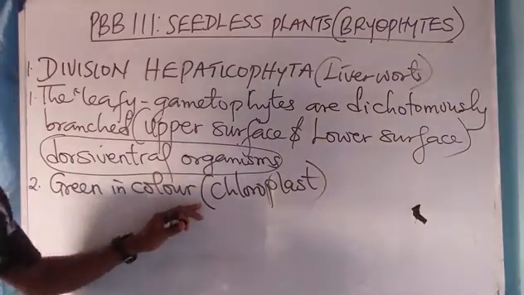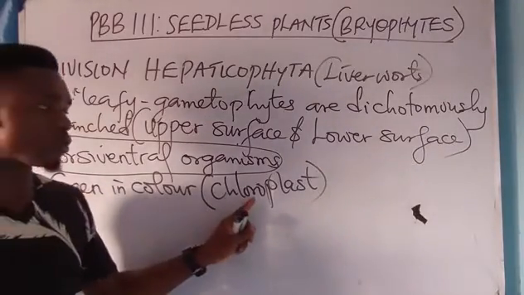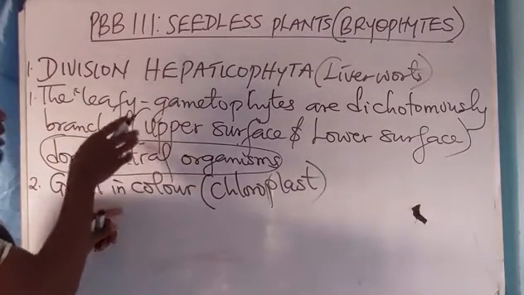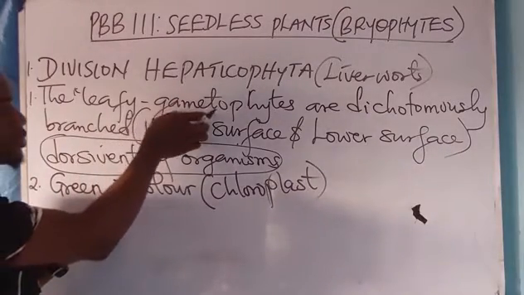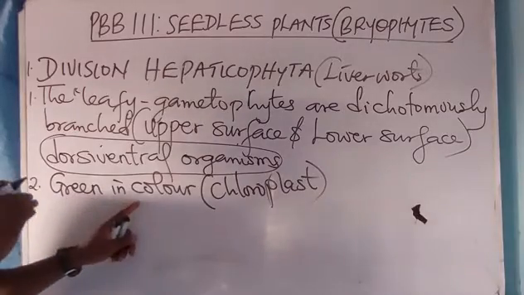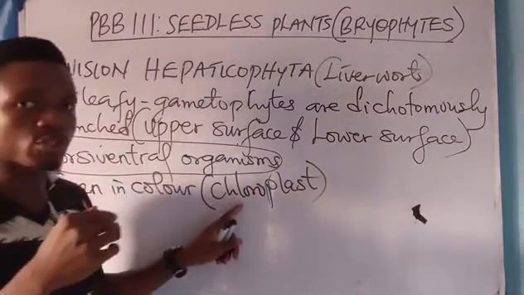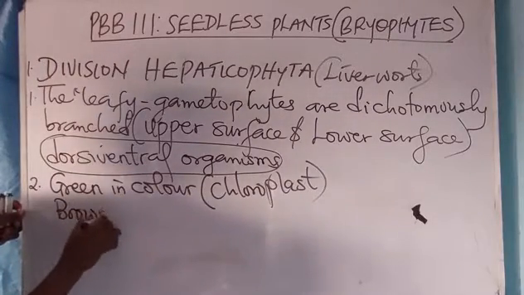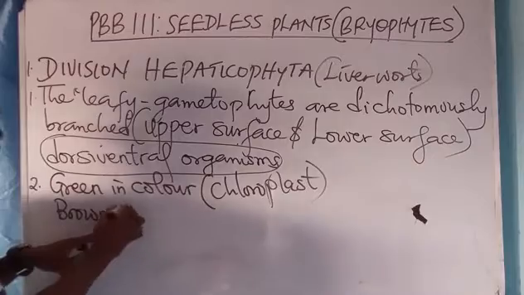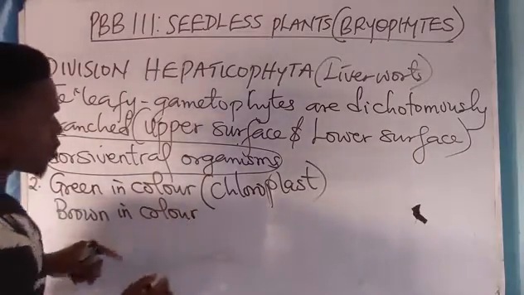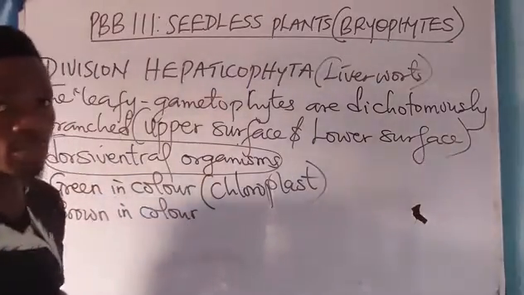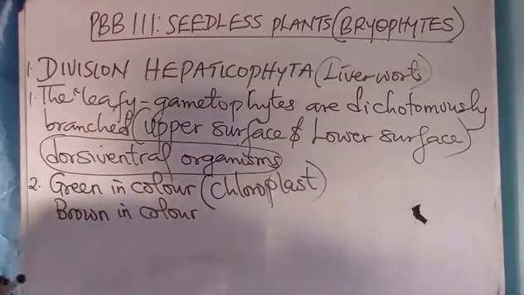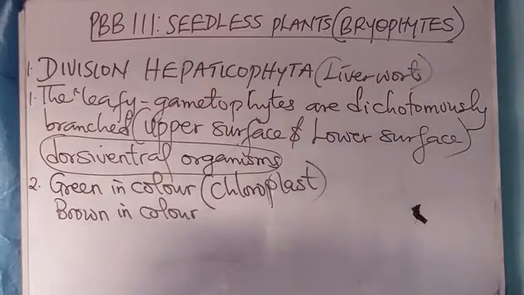They contain a high concentration of what? Chloroplast. You know that inside the chloroplast you have what? Chlorophyll. Please, the upper parts of the leafy gametophytes are green in color because of the high concentration of what? Chloroplast. The lower part appears brown in color because of the low concentration of what? Chloroplast present in it. Please take note of that. Low chloroplast.